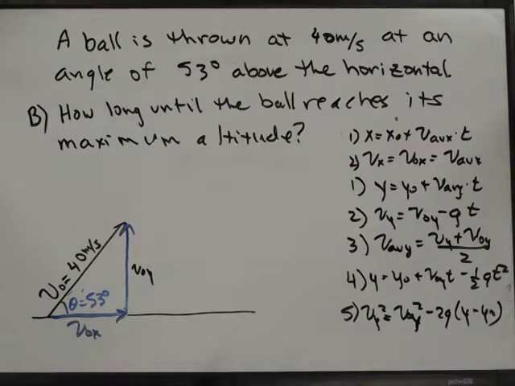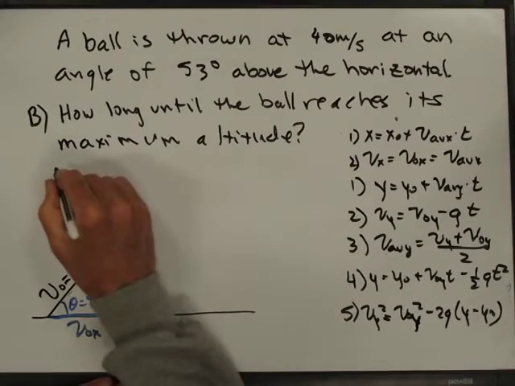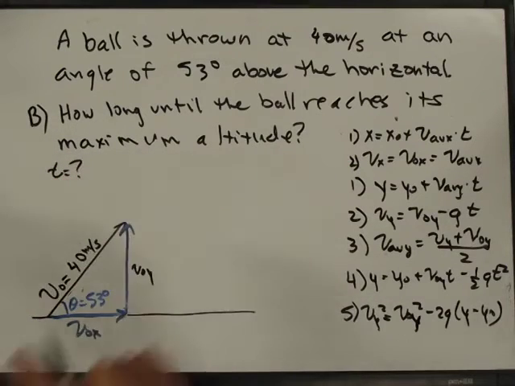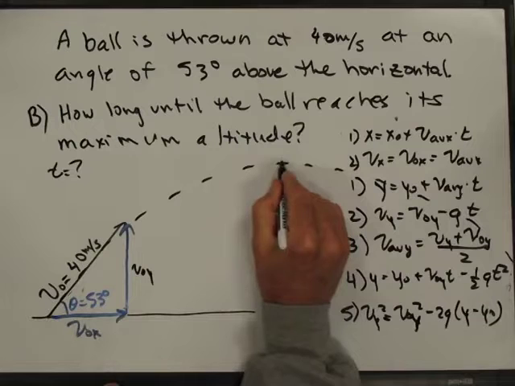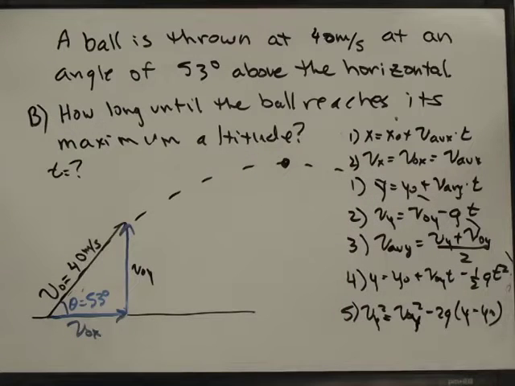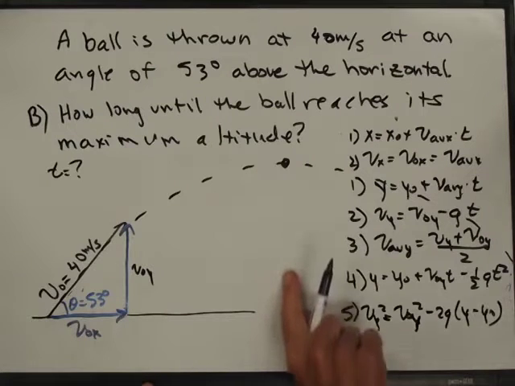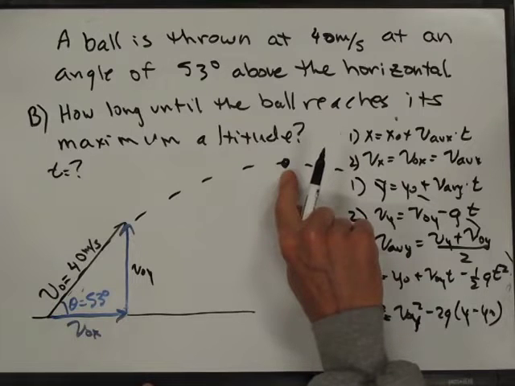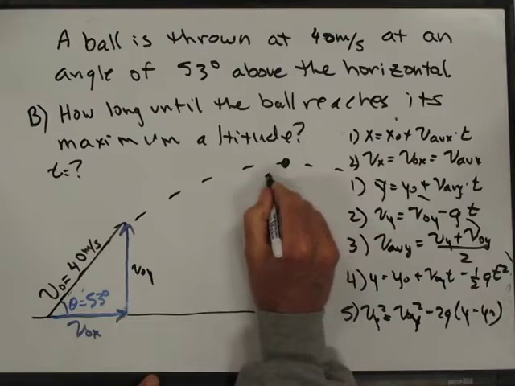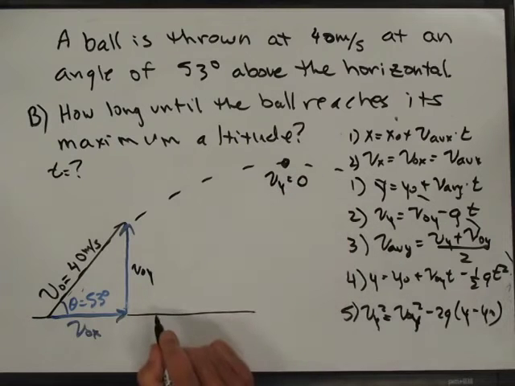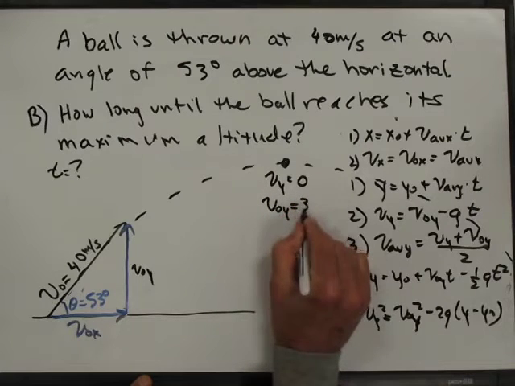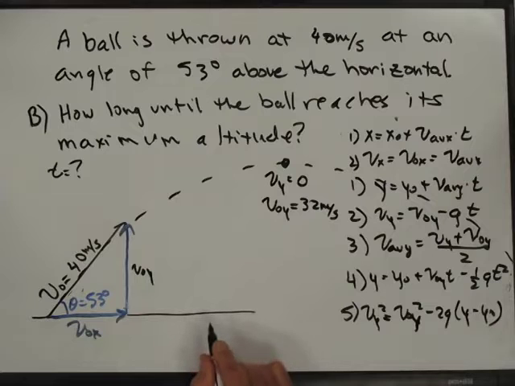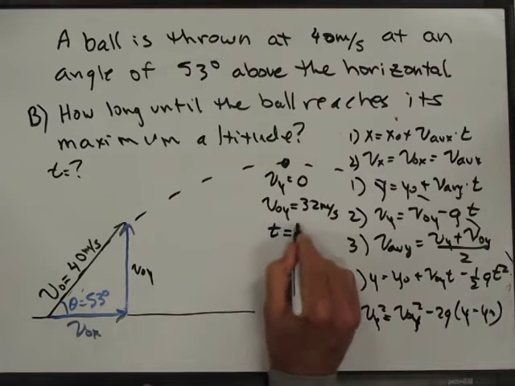So how long until the ball reaches its maximum altitude? I'm asking for the time. And so this ball is going to follow some arc, like this, and this is when it reaches its highest altitude. What do we know about what it's doing at its highest altitude? Well, its y motion has come to a stop. And so at this point, Vy is equal to 0. We already know that V naught y is 32 meters per second. And so the question is, what is t?